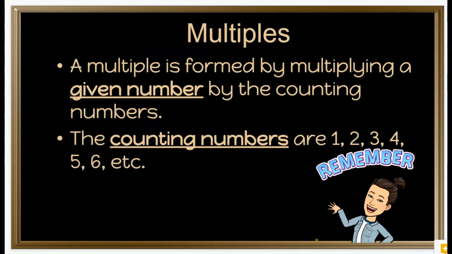Let's take a look at what multiples mean. A multiple is formed by multiplying a given number by the counting numbers. Boys and girls, you will need to know what a given number is, and I will be going over that in the next slide. The counting numbers are generally numbers 1, 2, 3, 4, 5, 6, and so on. It simply means it's the number that we count by. 1, 2, 3, 4, 5, 6, 7, 8, 9, 10.